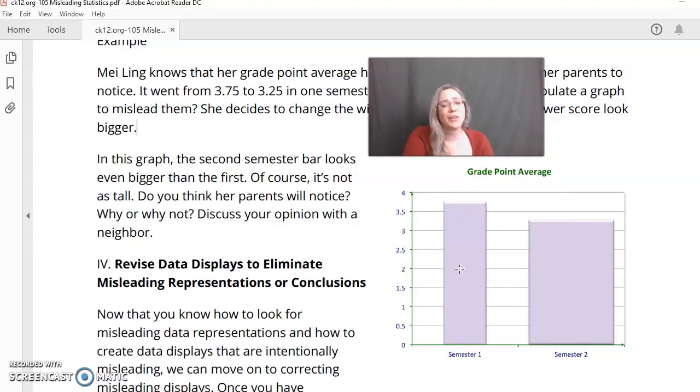Although that's harder with something like grade point average because most parents who care about the grades are going to know that it's out of a 4. So there are things she could have done, but this was probably a good choice for this one. Of course, it's not as tall, but do you think her parents will notice?